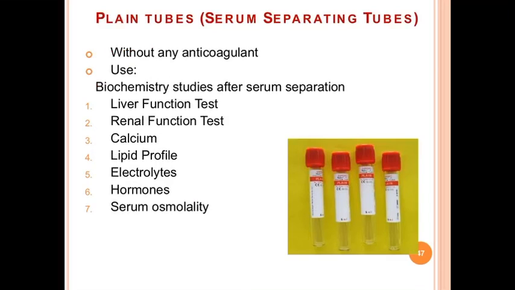Now plain tube, the serum separating tube. It is without any anticoagulant and it is available as a red color vacutainer. It is used for all the biochemistry tests: liver function test, renal function test, calcium, lipid profile, electrolytes, hormones and serum osmolality.